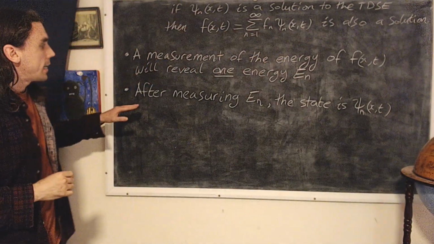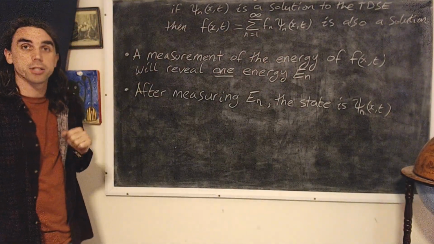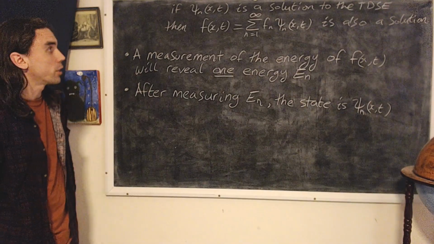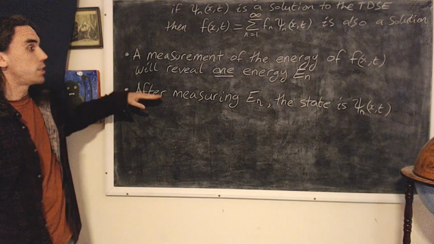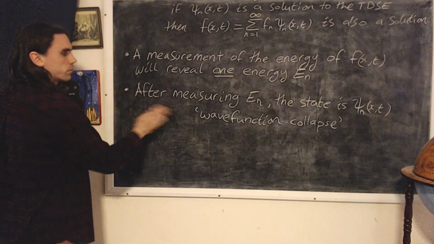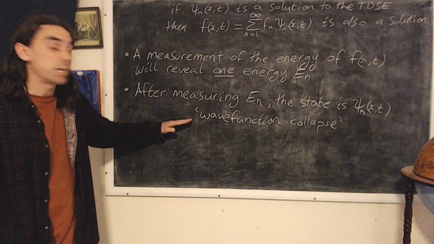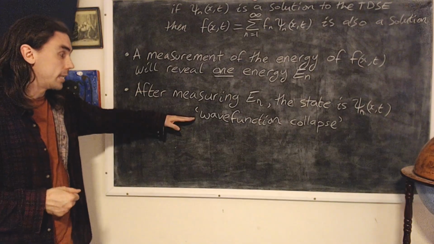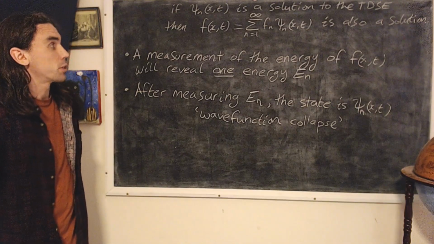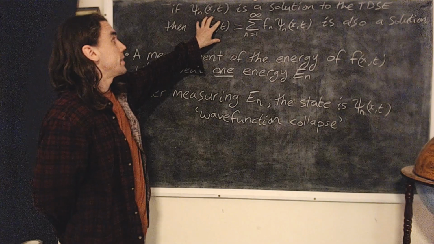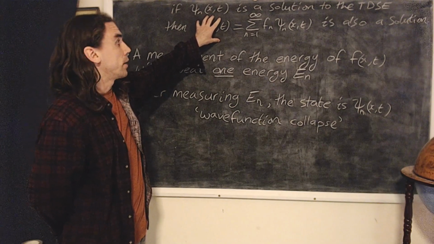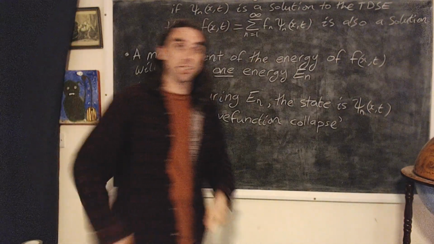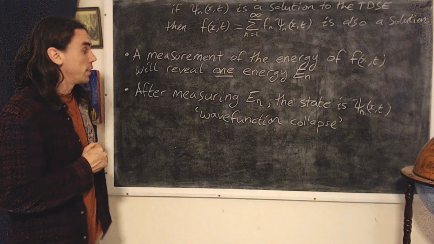Whether you want to say that the state has changed depends on your interpretation of quantum mechanics. In the standard interpretation we tend to teach in university, the Copenhagen interpretation, this process is called wave function collapse. But this is an interpretational question. In the many worlds theory, for example, wave function collapse does not exist. There is a different process for explaining how a state prepared in f of x and t can, when measured according to its energy, change into psi n of x and t. In fact, it doesn't change, it just appears to change to us.